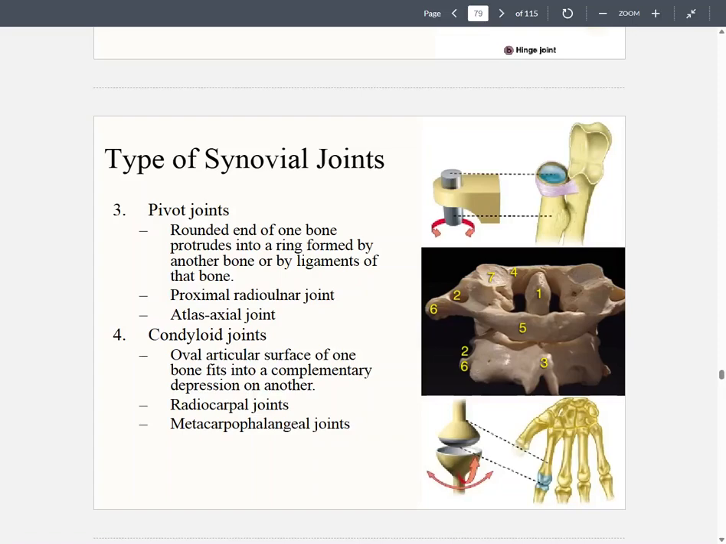If I were to look at where my carpal bones, my wrist bones, connect to my radius, that would also be a condyloid joint.